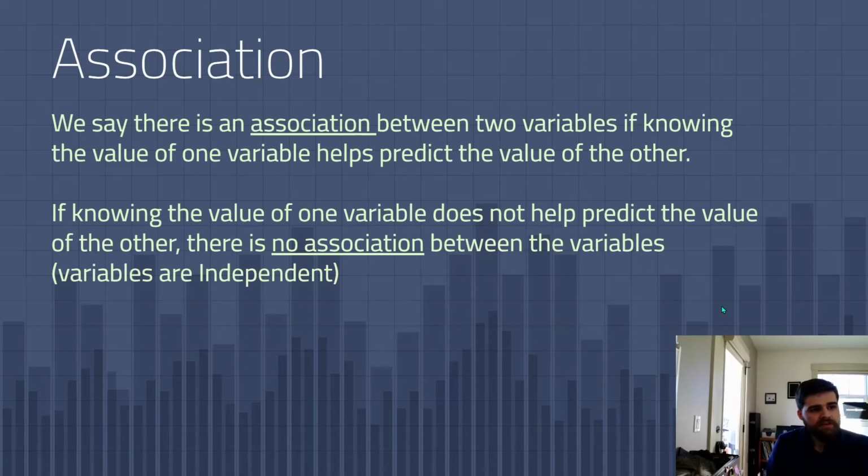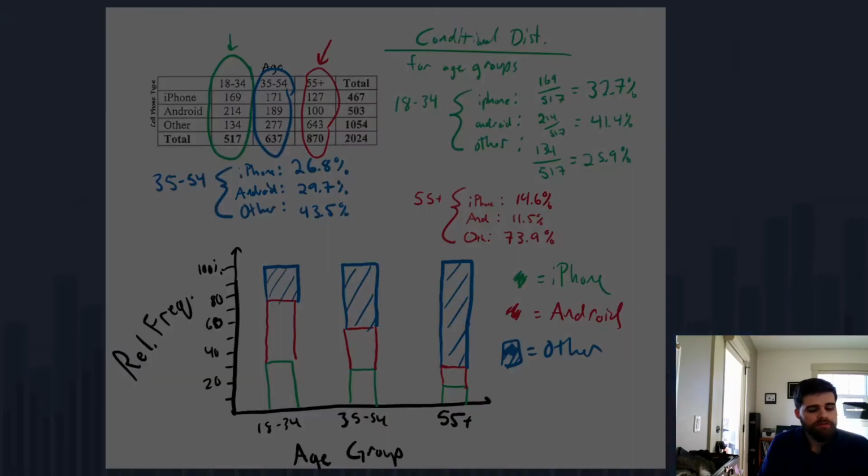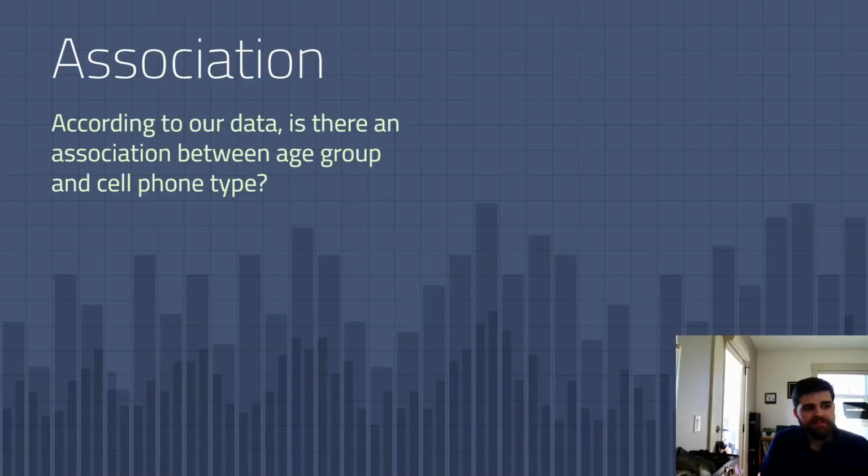We can say there is an association between variables if knowing the value of one variable helps us determine the value of the other. If knowing the value of one variable does not help us predict the other, then there's no association, aka those variables are independent.